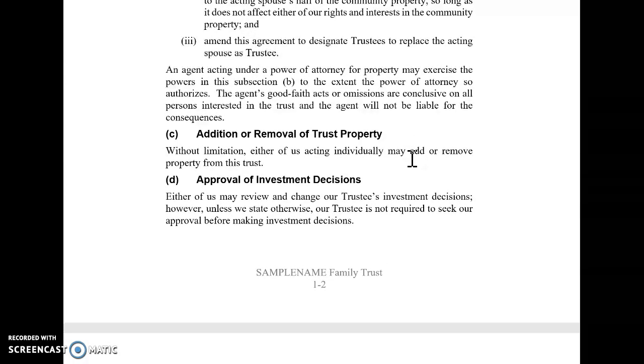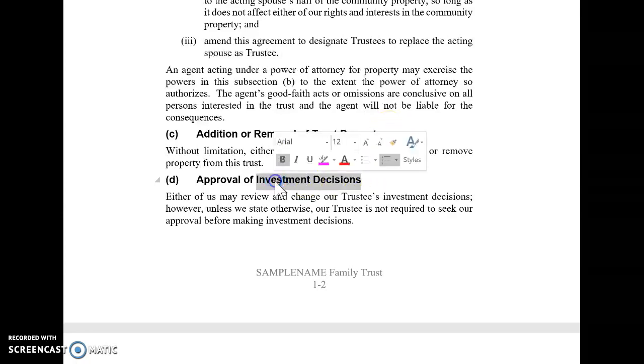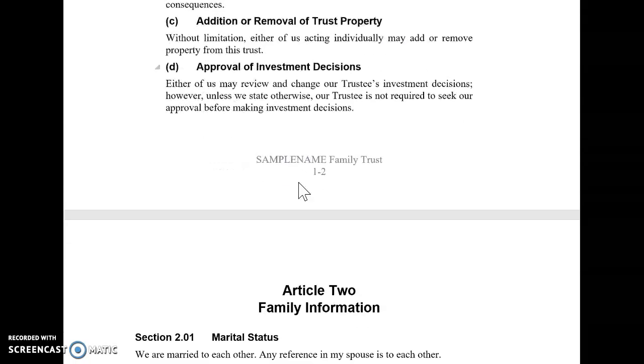You don't lose any power, any control over anything. We get to add property to the trust. We get to take property from the trust. We're responsible for making any kind of investment decisions in the trust.